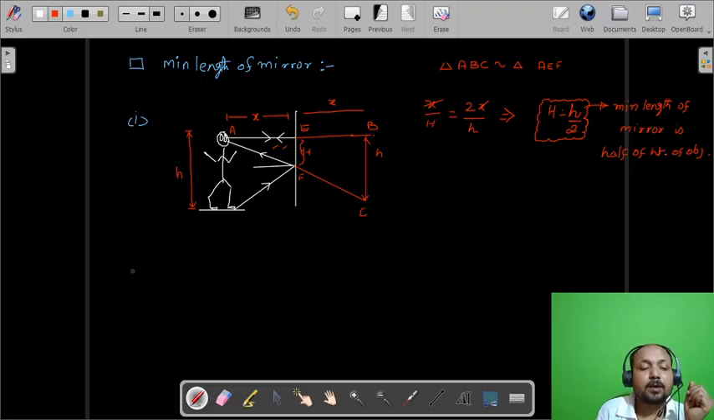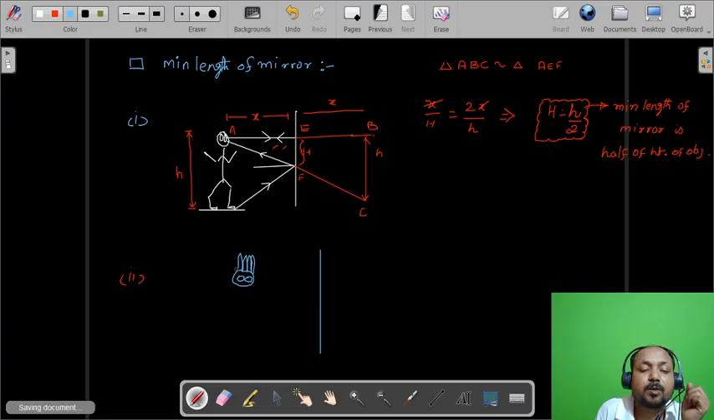Let us take a second case and trace the ray diagram for this. Let's say this is the plane mirror, and here is the object. This time I am not assuming anything, so let us say this is the top portion of the hair. Now just trace the ray diagrams.